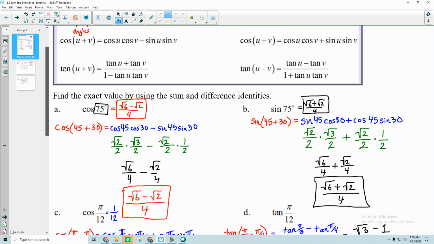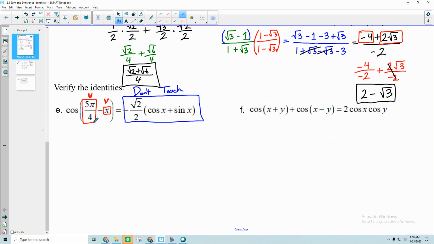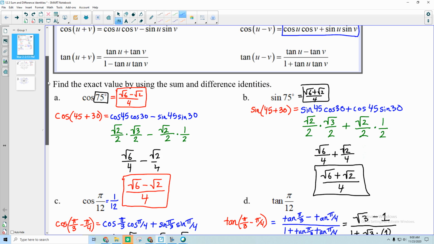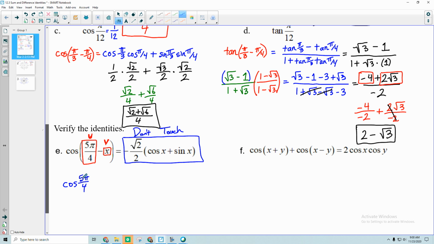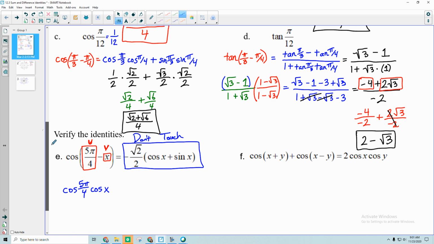So here's our identity. We have cosine of u times cosine of v. So I'll rewrite this as cosine of 5 pi divided by 4, and I'm just plugging all of this into this identity right here. So cosine of 5 pi divided by 4 times cosine of x, okay? And then that is going to be added together with the sine of 5 pi divided by 4 times the sine of x, okay?